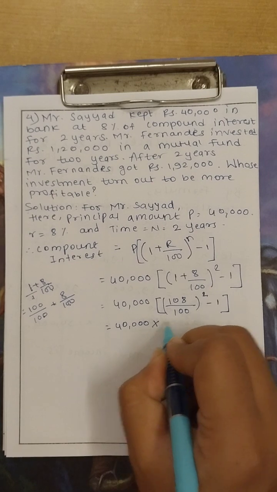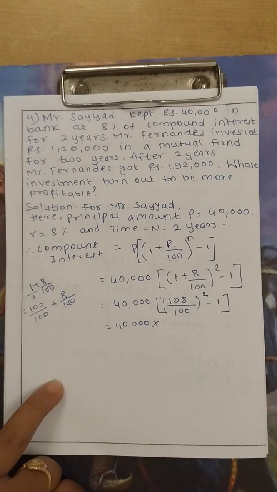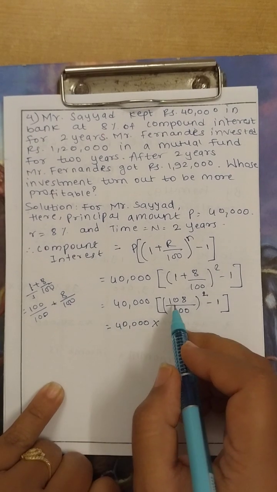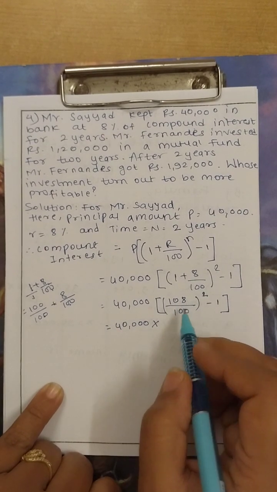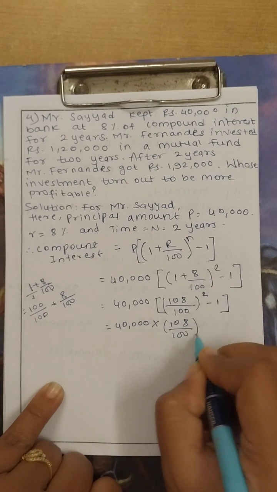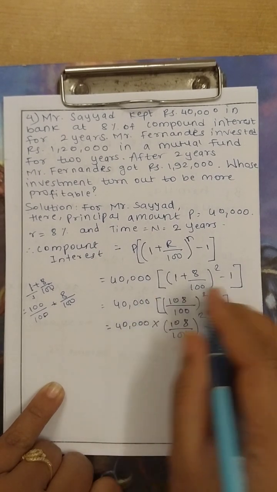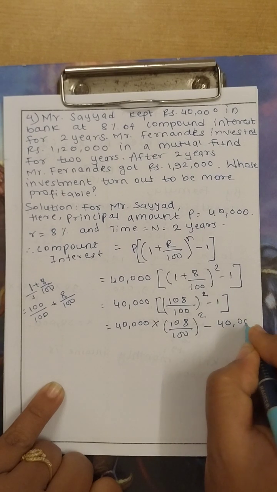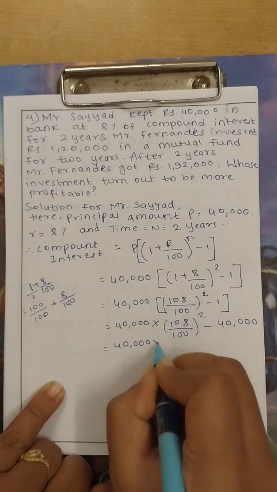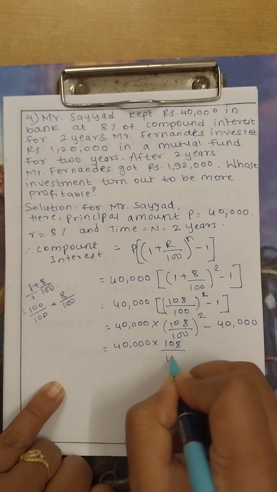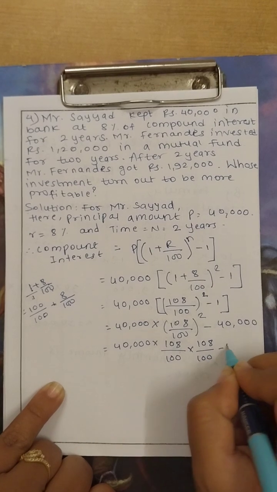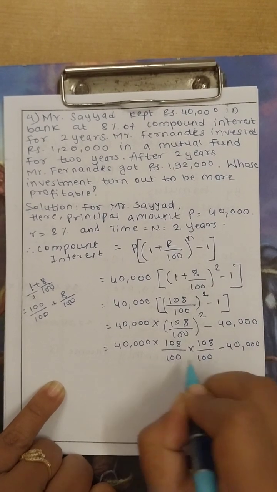40,000 into, let's remove the brackets first. 40,000 into 108 upon 100 bracket square minus 40,000 into 1 is 40,000. So which is equal to 40,000 into 108 upon 100 into 108 upon 100 minus 40,000.